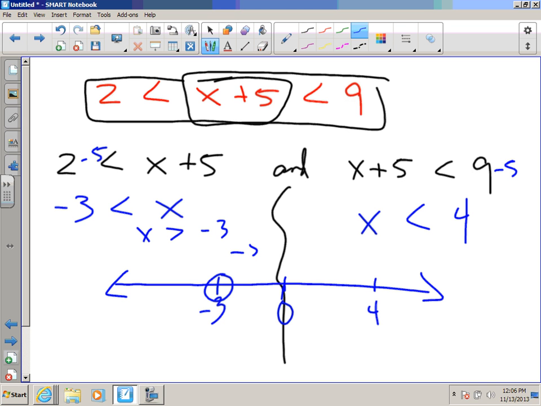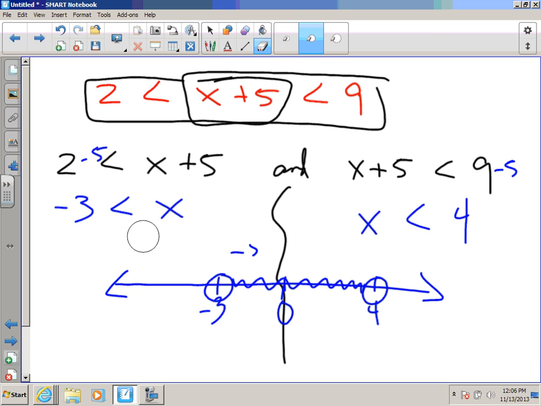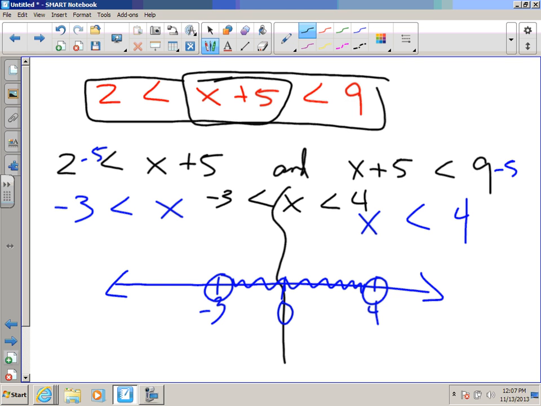X is also less than a 4. What part is going to shade that way? What part is going to be shaded? Yes? Everything in between. And if we keep it as is, and not do this, then it's just a matter of saying, okay, negative 3 is less than x, x is less than 4. That is what we just graphed.